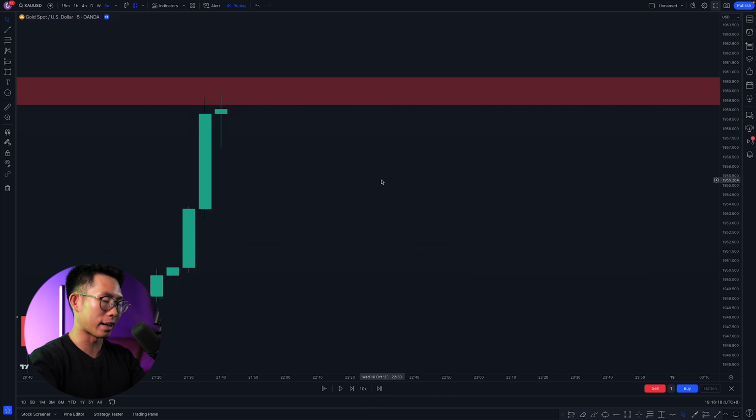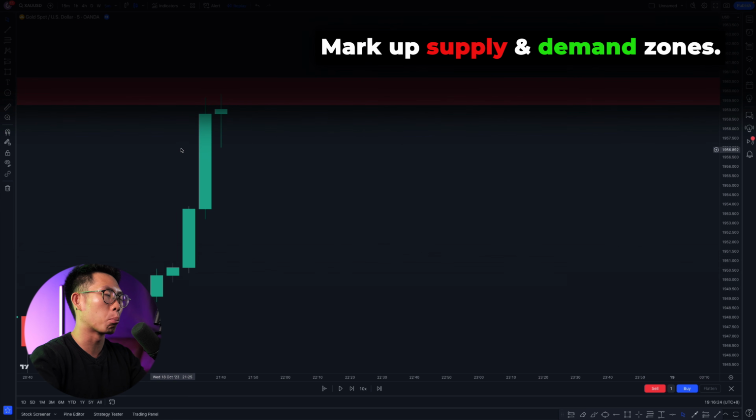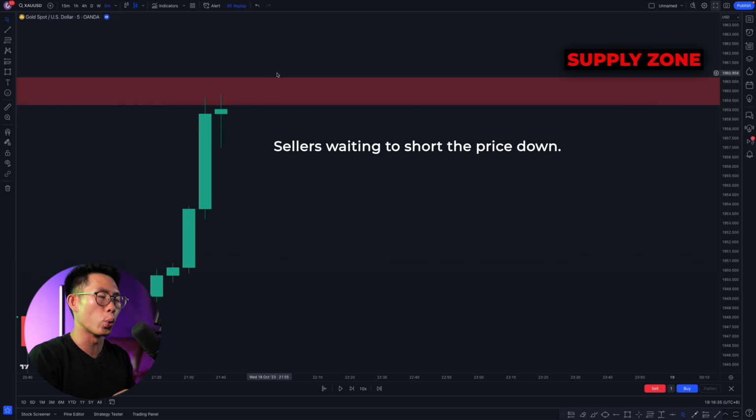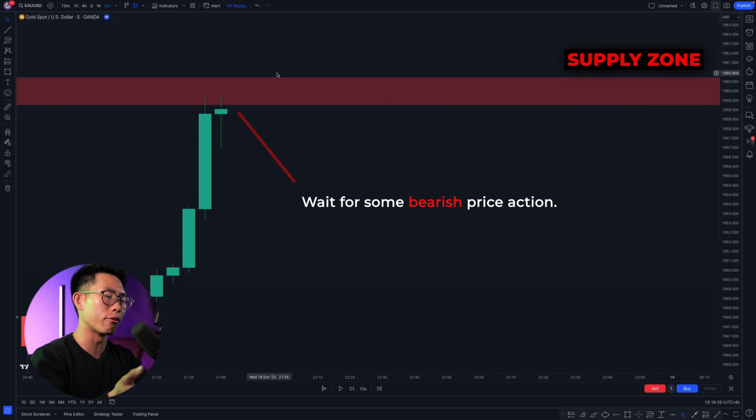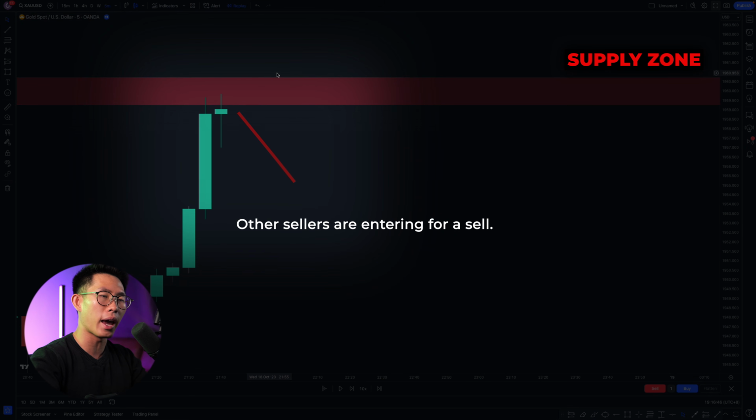So as you can see, like I said, the first thing you want to do is to mark up your supply and demand zones, and we can see right here price is approaching a supply zone that we have drawn earlier. As a supply zone, we know that there will be sellers waiting to short the price down. So what we want to do is to wait for some sort of bearish price action, some sort of sign that tells us that the sellers are entering the market and the bullish buyers are going away.